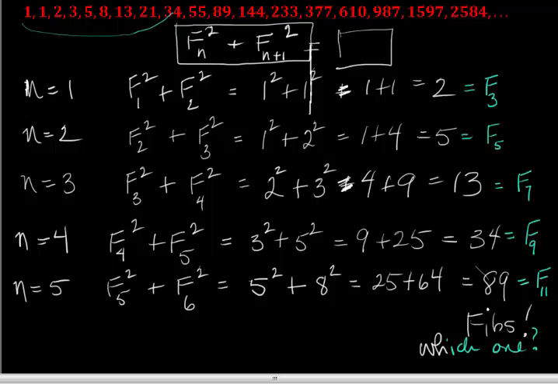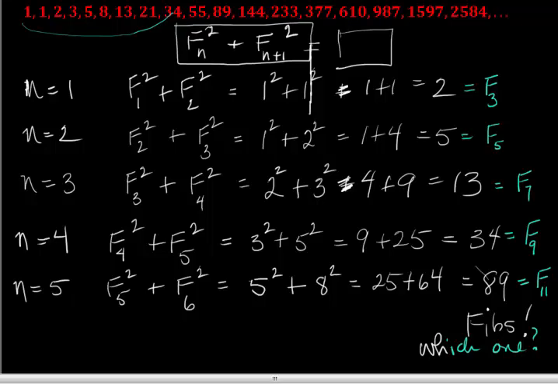Well, we see something else now. We see that it is a Fibonacci and that it is one that occurs at an odd position in the sequence: the third position, the fifth one, the seventh, ninth, or 11th. We know that the next one is going to be F13. So if this question asked you what is the next one, F6 squared plus F7 squared, you know it's going to be the 13th Fibonacci.